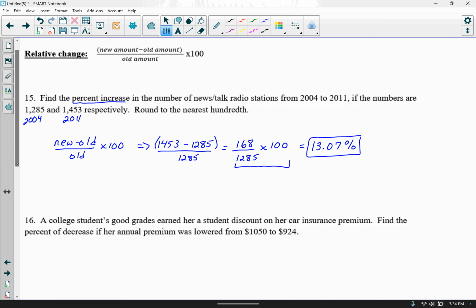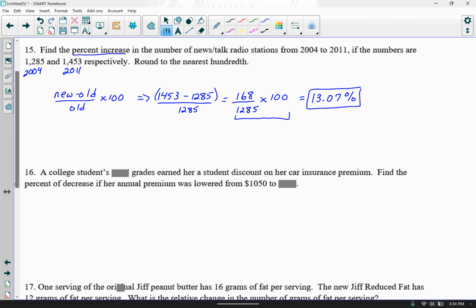All right, let's come on down to example 16. It says a college student's good grades earned her a student discount on her car insurance. So we want to find the percent of decrease if her annual premium was lowered from $1,050 to $924. All right, so again, my formula, her new minus old divided by my old. And of course, we'll multiply it times 100 to get the percentage. All right, so her new premium is the $924 minus what she was originally paying, her old premium, $1,050, divided by her old premium of $1,050.